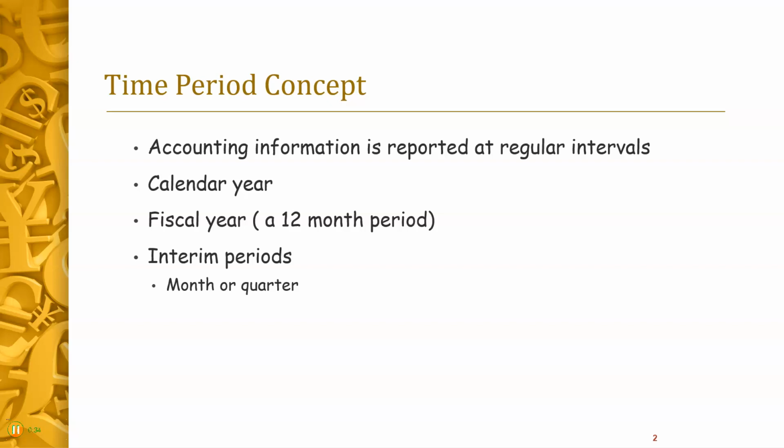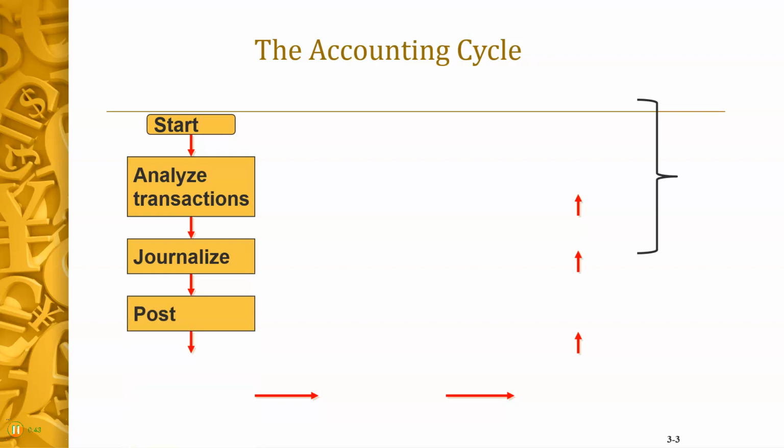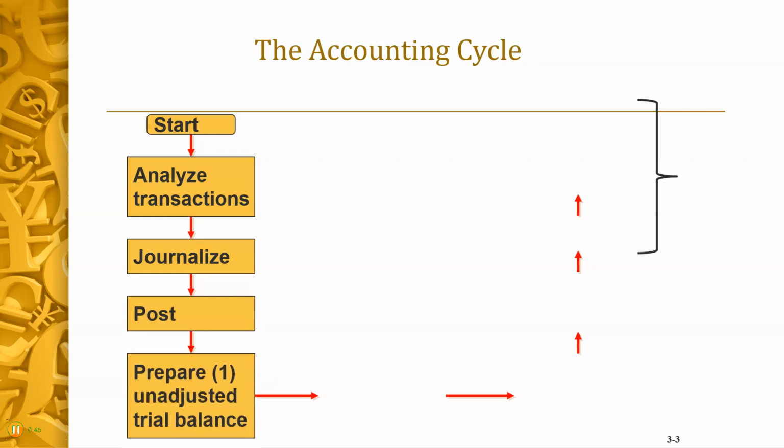So let's walk through that accounting cycle. We always start by analyzing financial transactions. We then journalize, we then post, and then we prepare an unadjusted trial balance. That's what we did in chapters 1 and 2. Again, this is done all during the month.